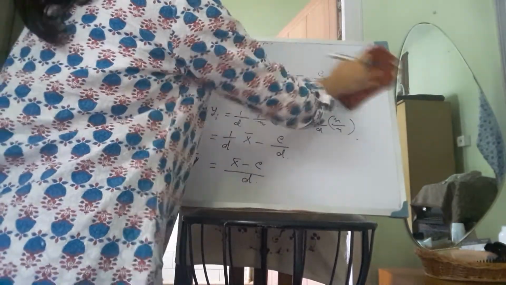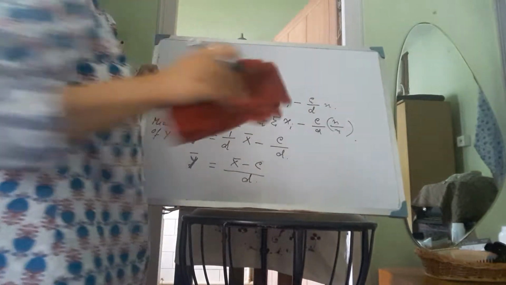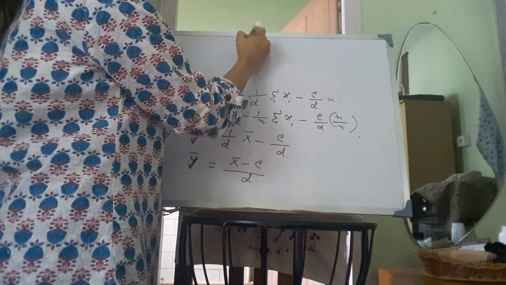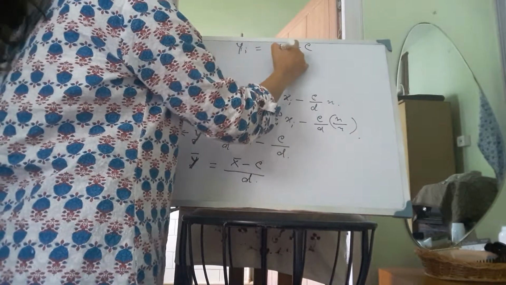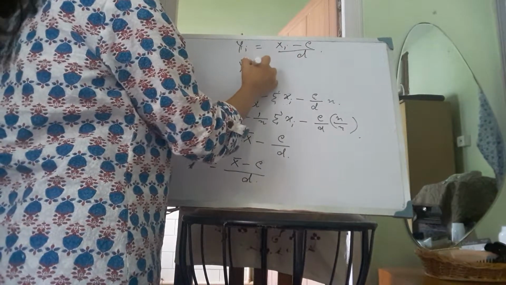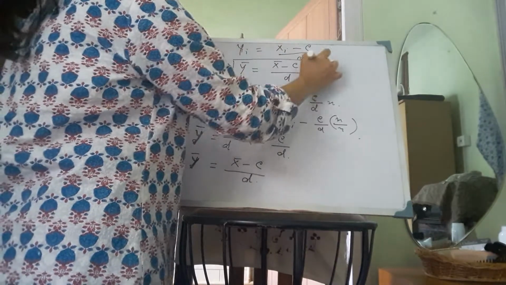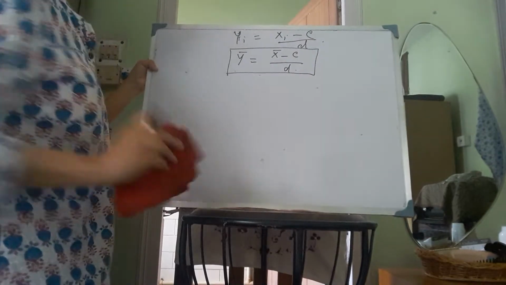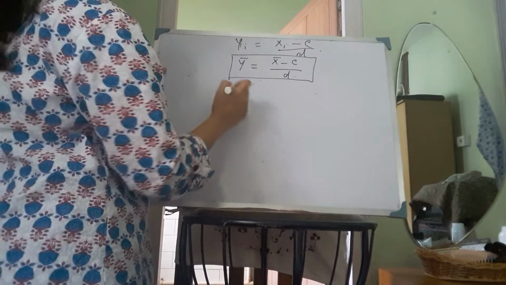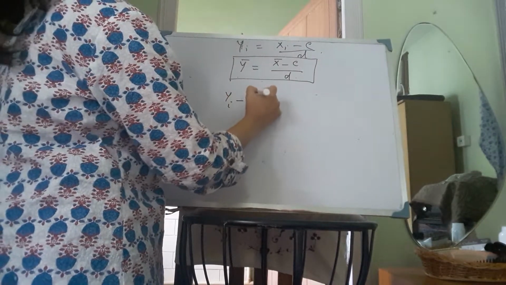So this we have got from the original transformation, that is yi is equal to xi minus c by d. So from yi equal to xi minus c by d, we get y bar equal to x bar minus c by d. Now let us find out the standard deviation of y. For getting the standard deviation of y, we have to consider yi minus y bar.